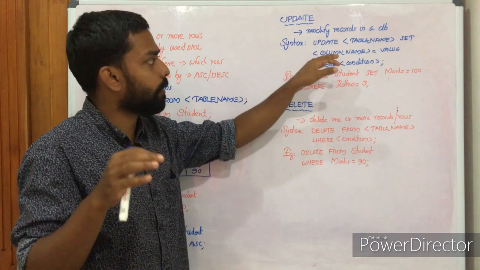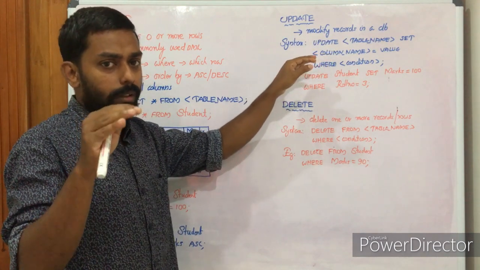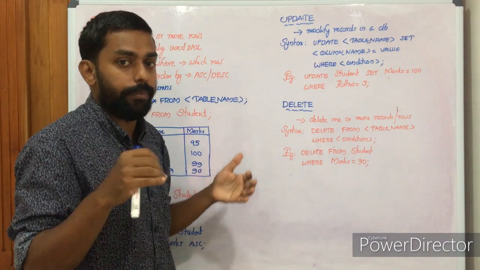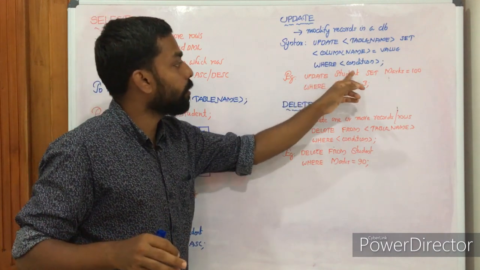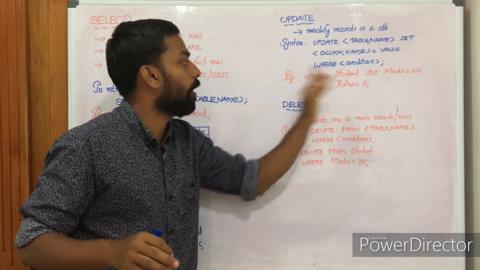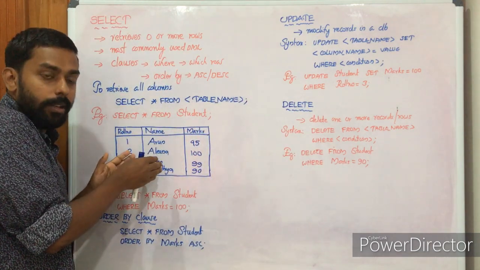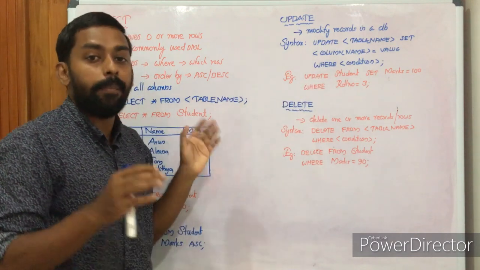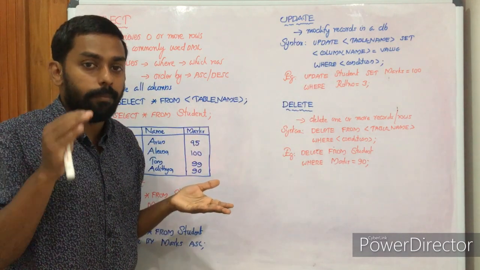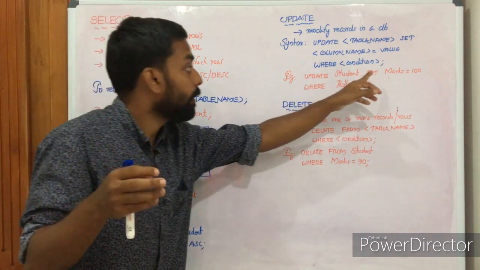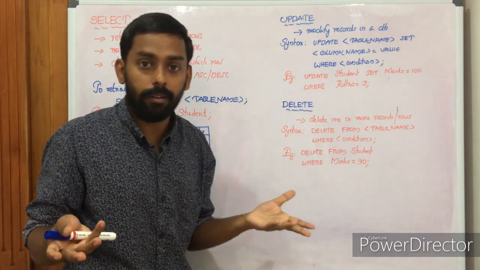It seems to be somewhat complex, difficult, but when we move on to the example, it will be very easy for you. So: update student set marks equal to 100 where roll number equal to 3. Let's take this as our master table. We are updating student, simple logic. How are we updating? Just by setting marks as 100.